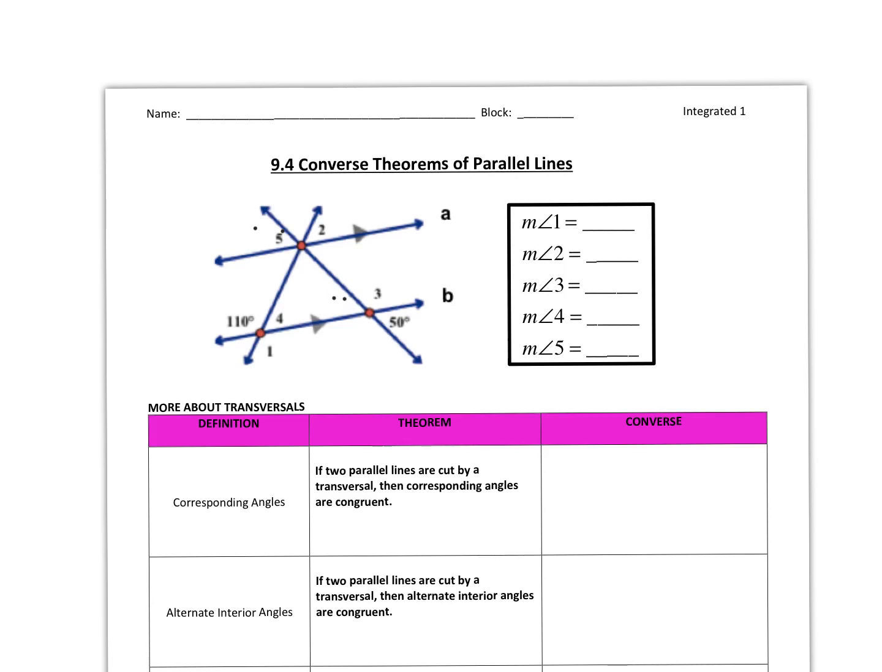All right, today we're going to talk about section 9.4, converse theorems of parallel lines. No worries. Converse just means the other direction, turning around what we said before in 9.3. So let's do a little bit of reviewing here before we move on to any kind of new theorems.